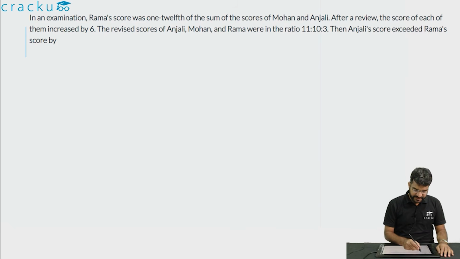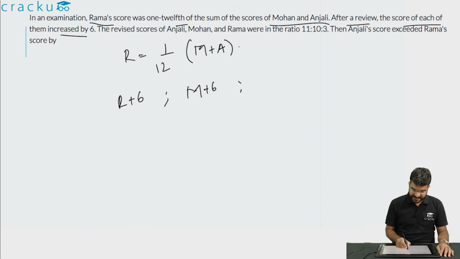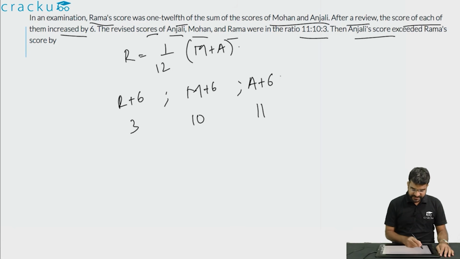In this question, it is given that Rama's score was 1/12 the sum of the scores of Mohan and Anjali. So it is given that R is equal to 1/12 into (M plus A). After a review, the score of each one of them has increased by 6. So Rama's score has become R plus 6, Mohan's score has become M plus 6, and Anjali's score has become A plus 6. The revised scores of Anjali, Mohan and Rama were in the ratio 11:10:3. Then Anjali's score exceeded Rama's score by? So we are required to find out the value of A minus R.